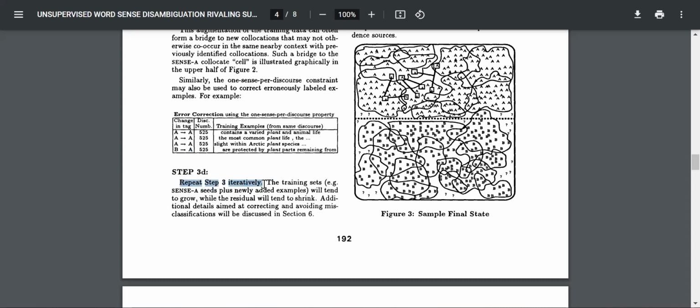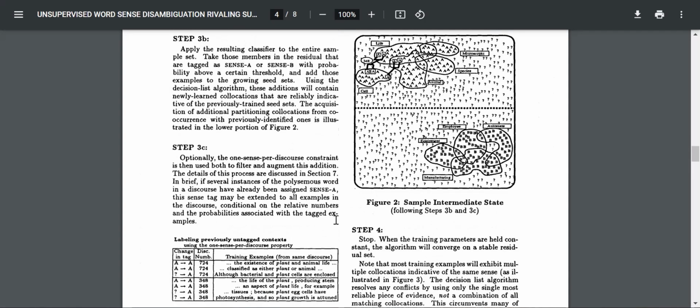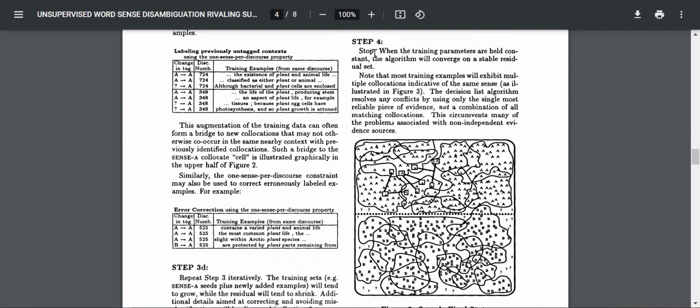And now you iterate over step 3, the training sets plus the newly added samples, and this will tend to grow while the residual will tend to shrink. Additional details aimed at correcting and avoiding misclassifications will be discussed in section 6. Alright. Step 4, stop when the training parameters are held constant. The algorithm will converge on a stable residual set. So there will be some examples which will not belong to either of these senses.